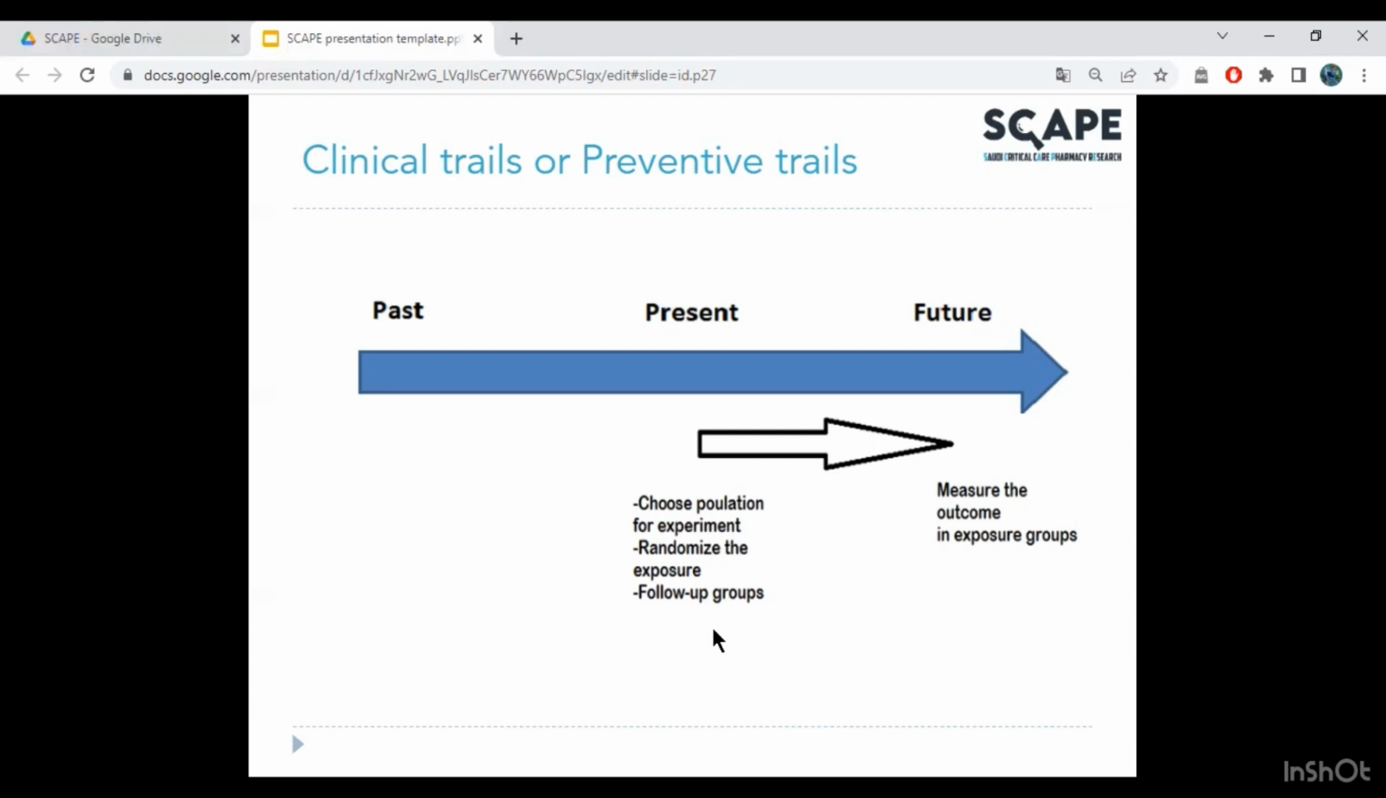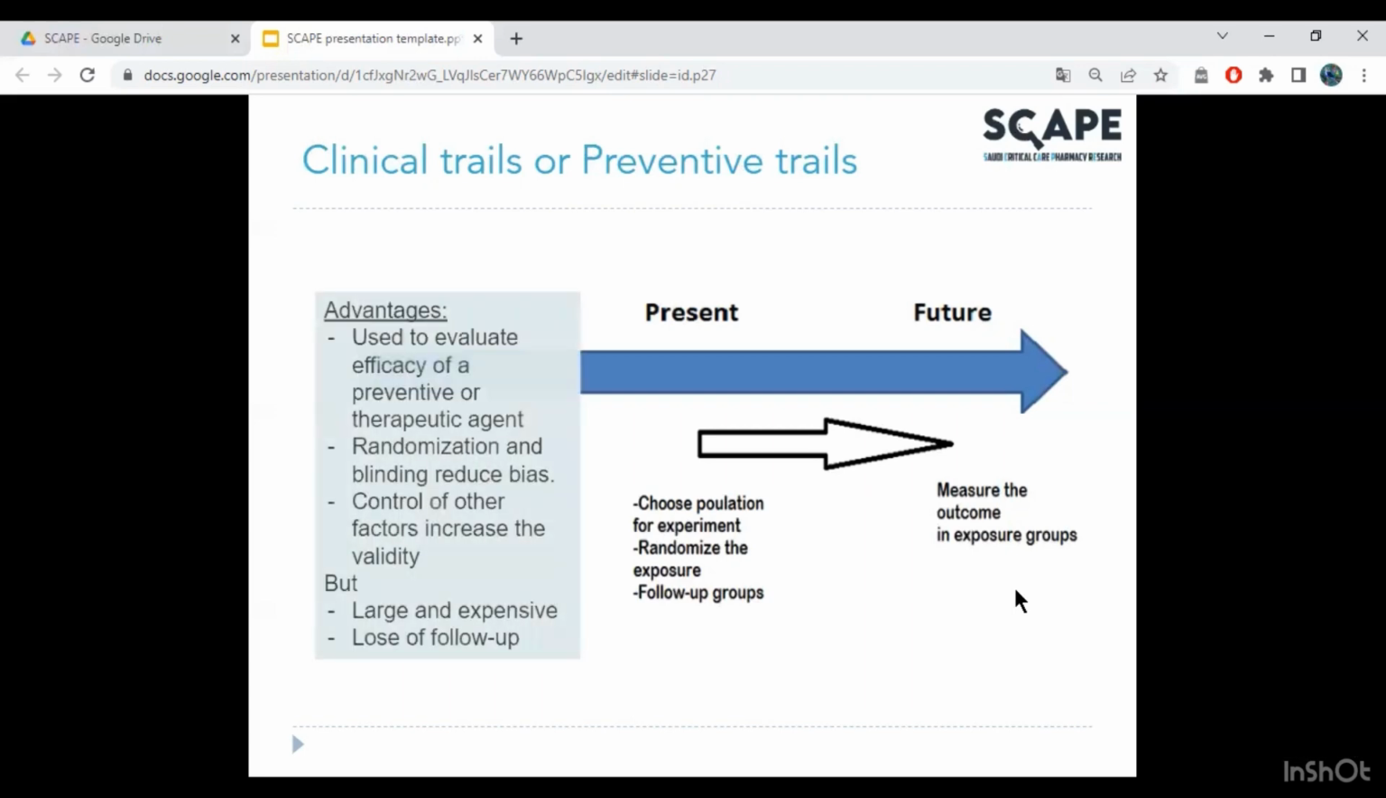Then he follows these 2 groups over time, for a specific follow-up period, until he can measure the outcome in both the exposed and control group, or experimental and control group.